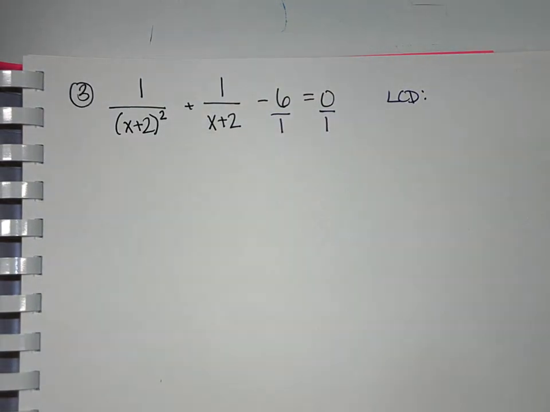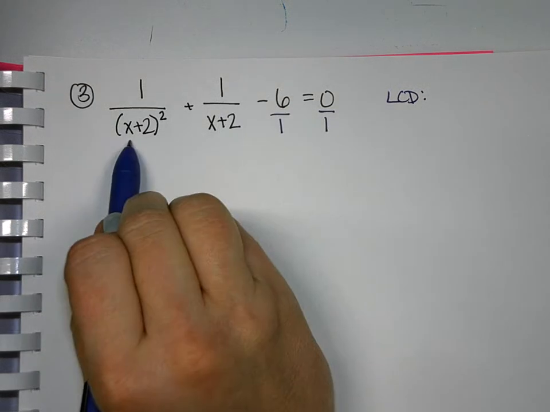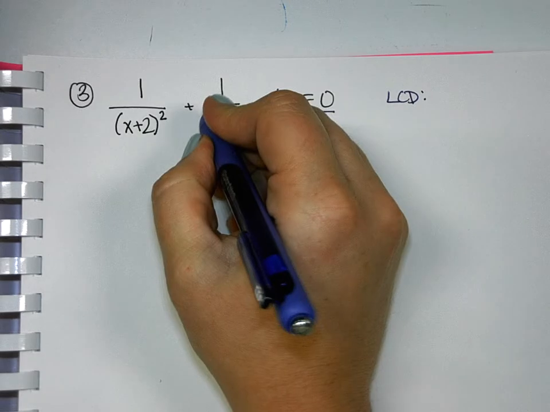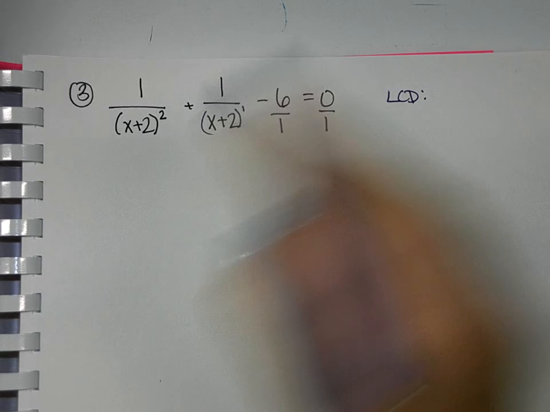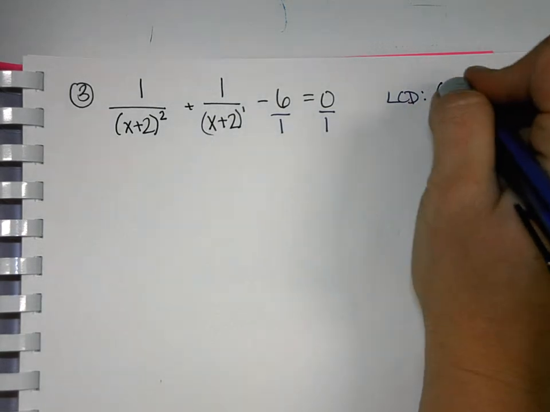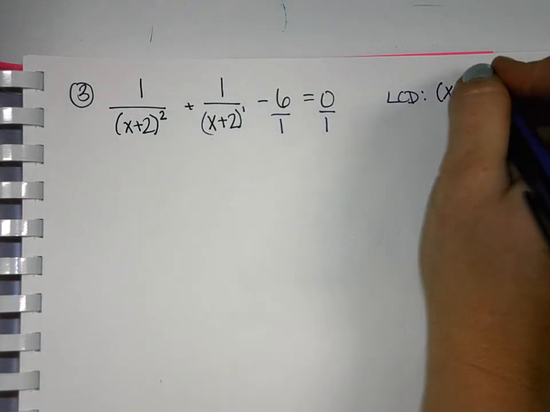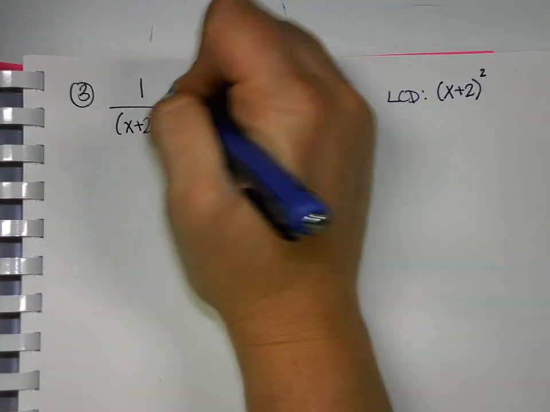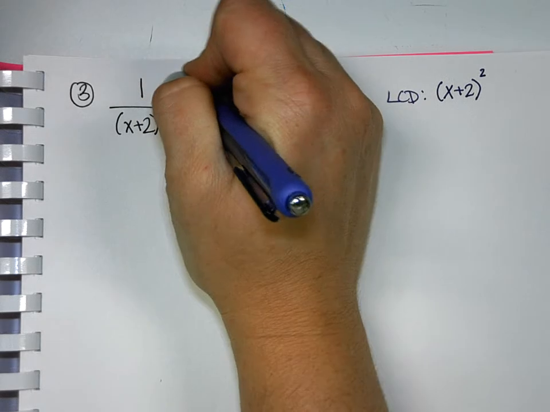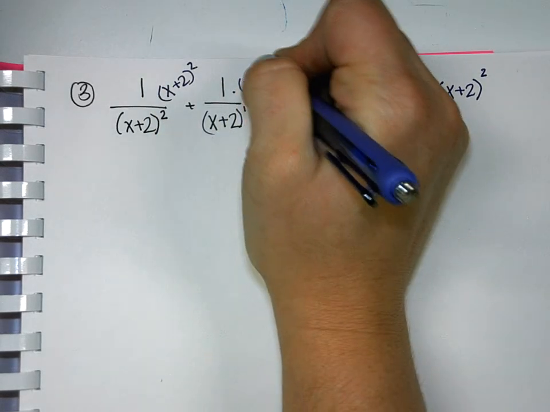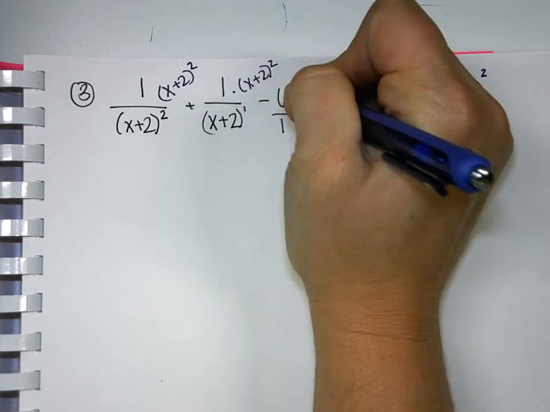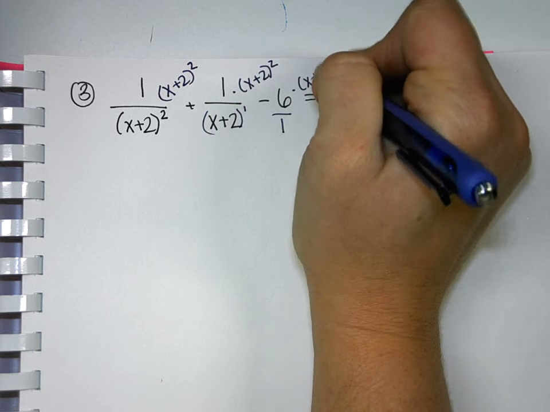So just like in the one before, if the base is the same, you just take the higher exponent. So here they both have the base of x plus 2. This has an exponent of 1, because we only have one of them. This is 2. So the higher exponent is the one that I'm going to take, so x plus 2 squared. And I'm going to multiply that LCD to each term, including that 0 over here.